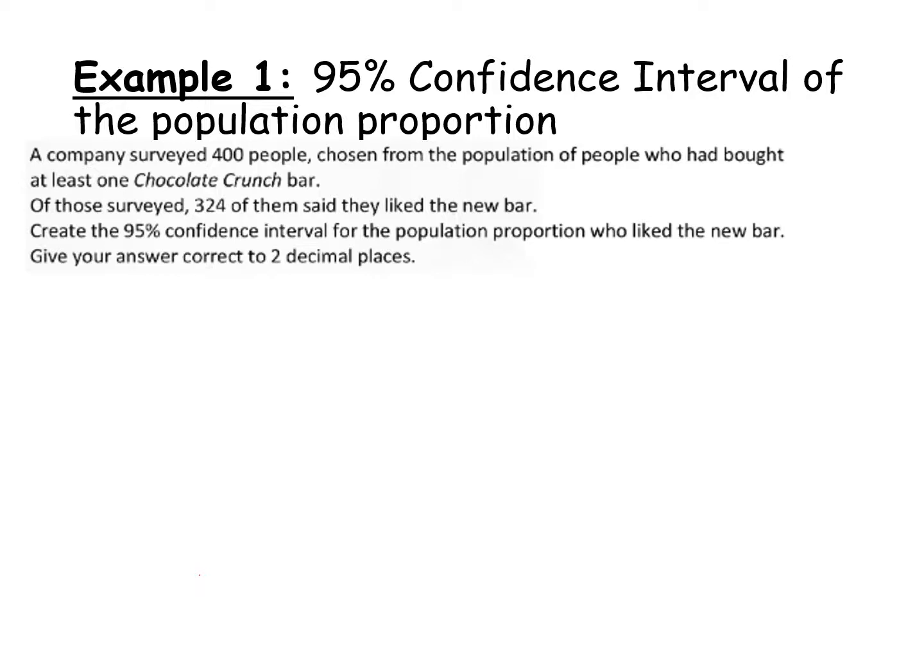So a company surveyed 400 people. So we see the word surveyed, so we know we're in a sample. 400 people is my n. And they're chosen from the population of people who bought at least one chocolate crunch bar.